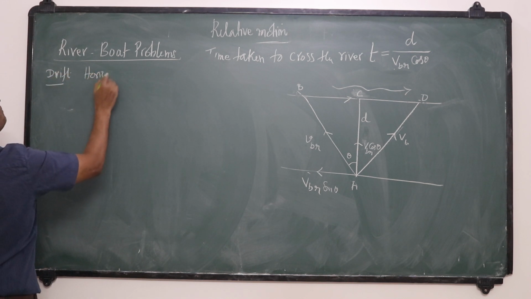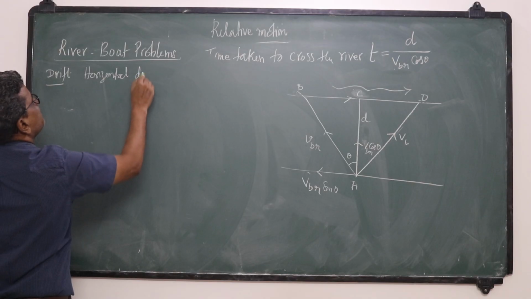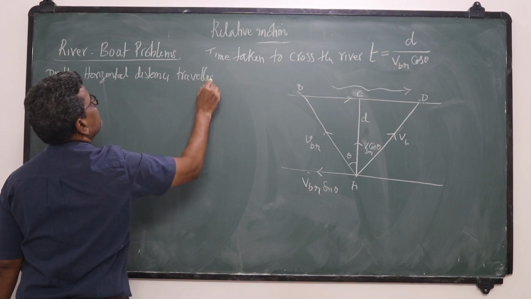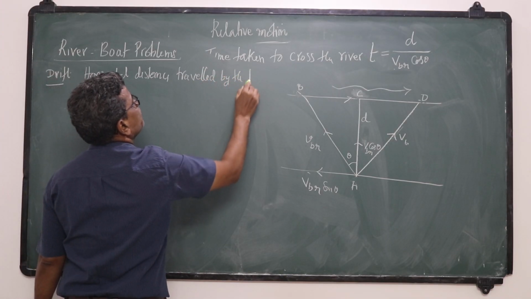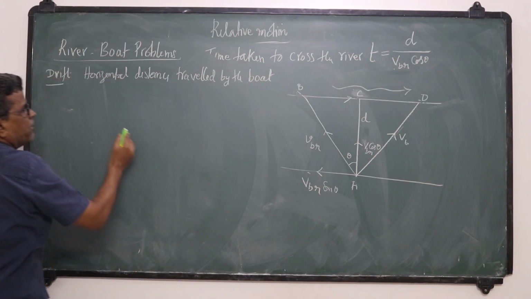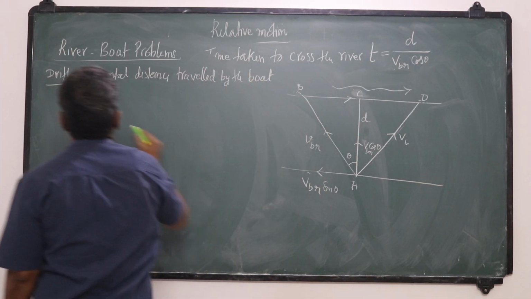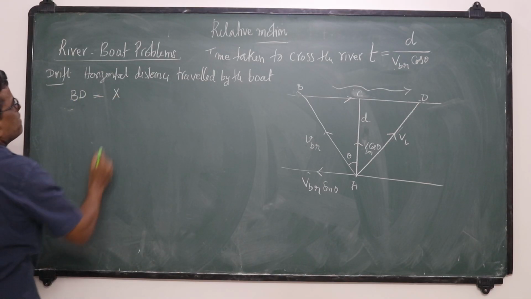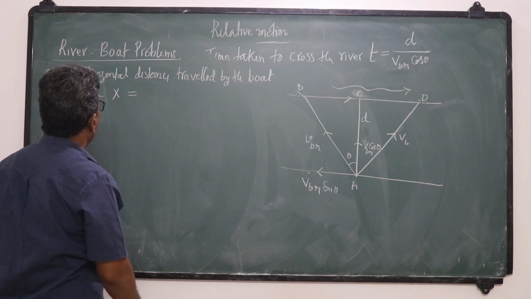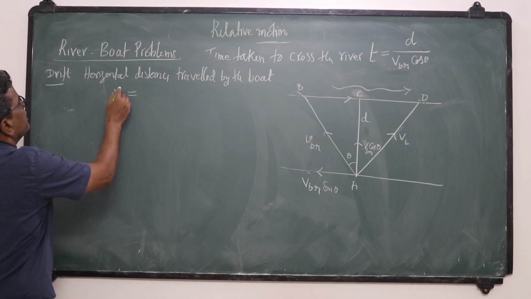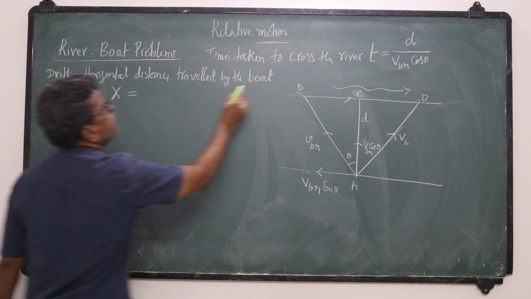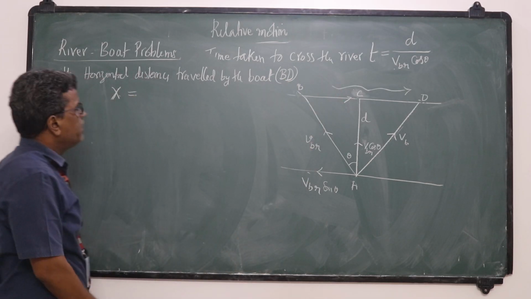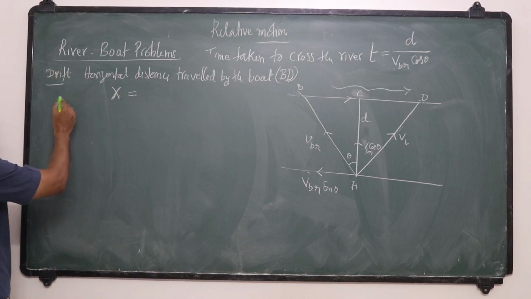Horizontal distance travelled by the boat is called a drift. Let it be BD. So drift BD is equal to x. That drift is represented with letter x. That is BD, I will write here BD. I want BD, I assumed it with letter x.